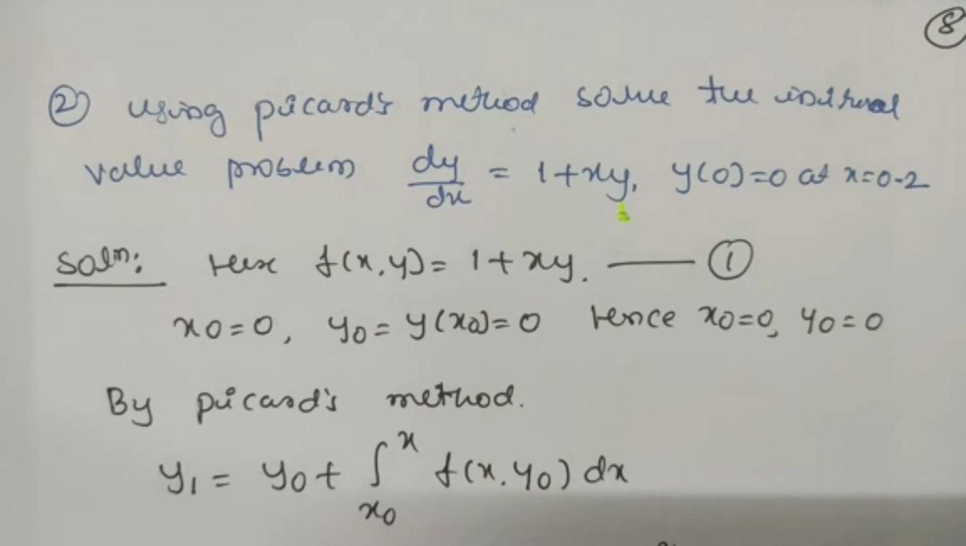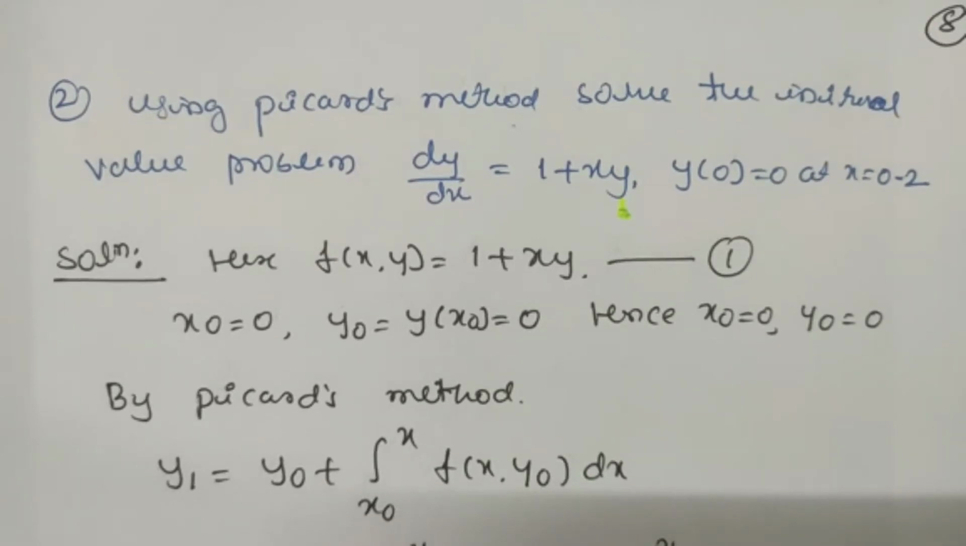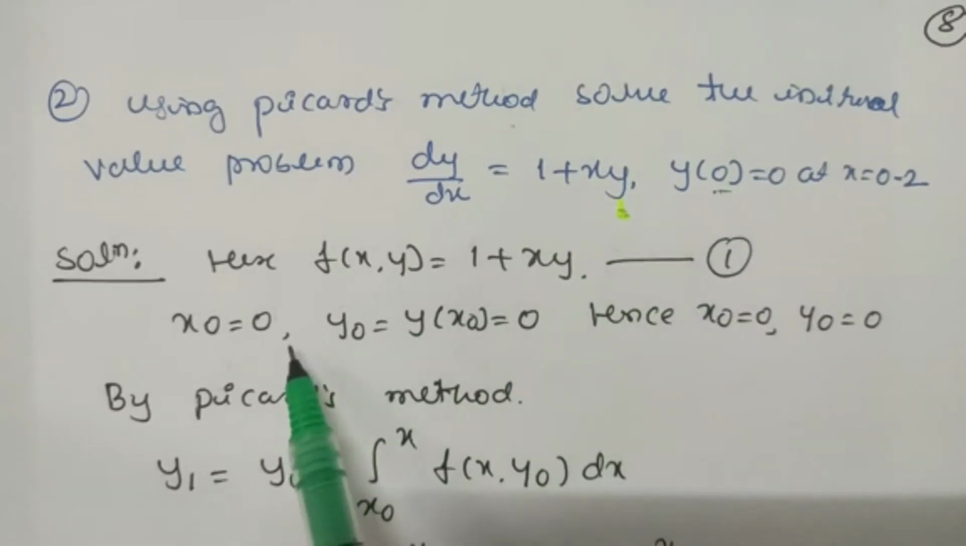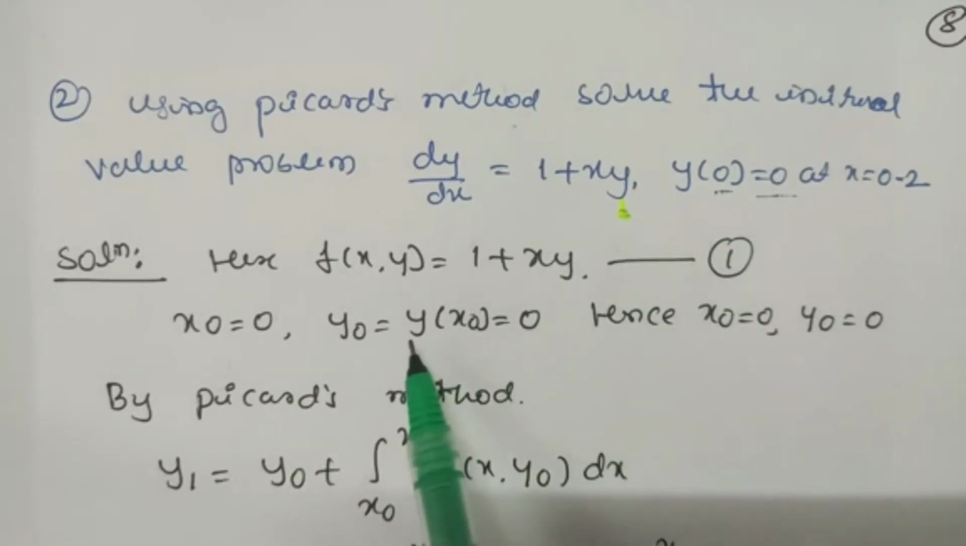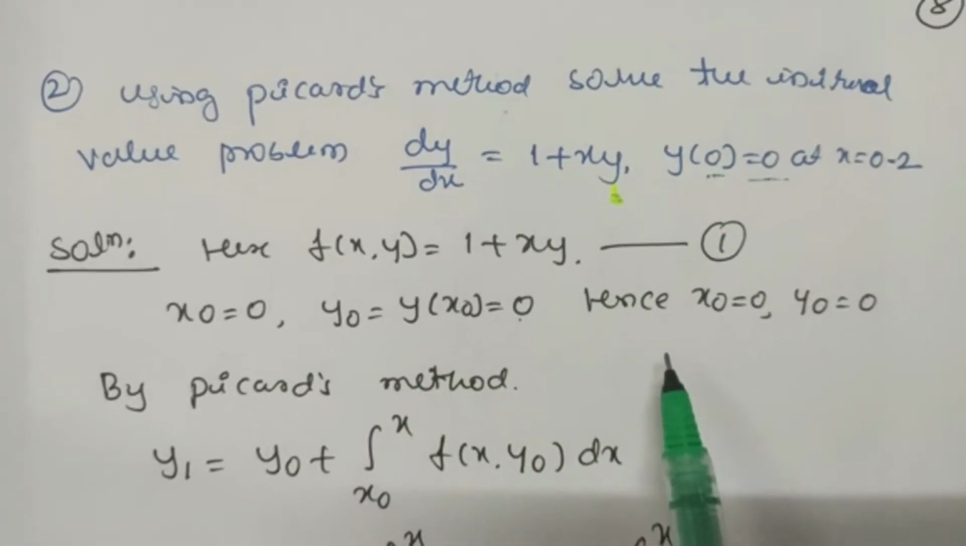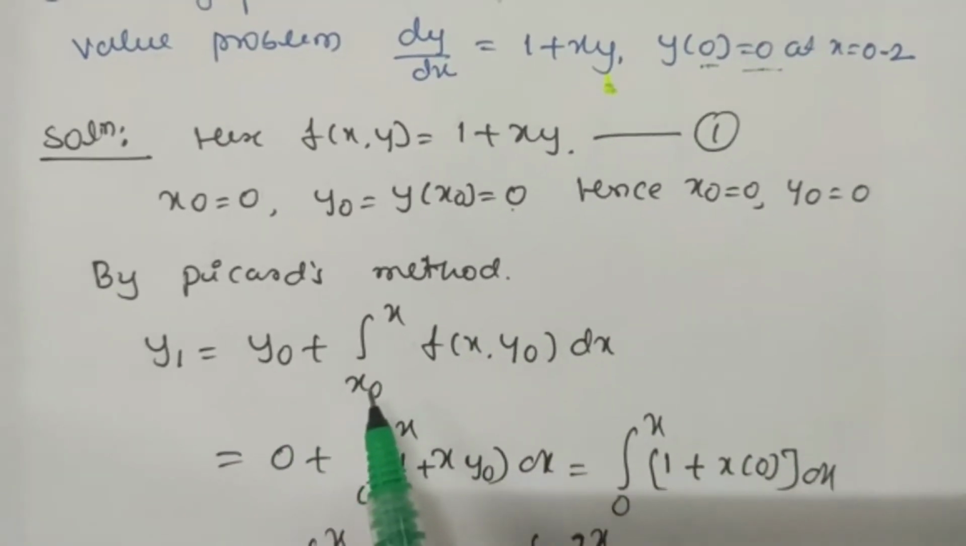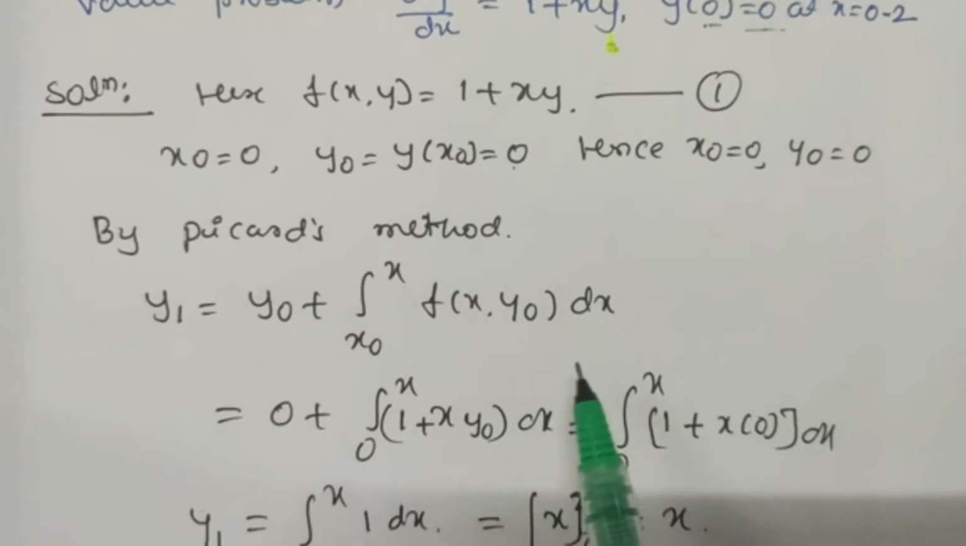Using Picard's method, solve the initial value problem dy by dx is equal to 1 plus xy, with the conditions y at 0 is equal to 0, at x equals to 0.2. Here f of x y is 1 plus xy. I take this as equation number 1, and here x naught is 0 and y naught is equal to 0. Now by Picard's method, y1 is equal to y naught plus the integration from x naught to x of f of x comma y naught dx.